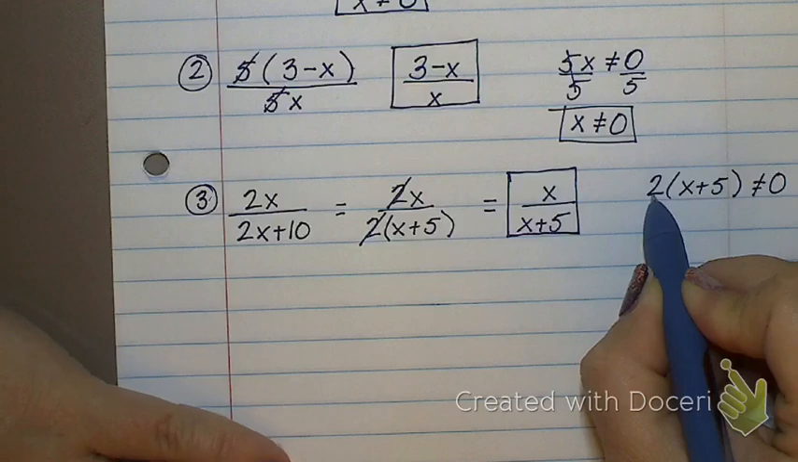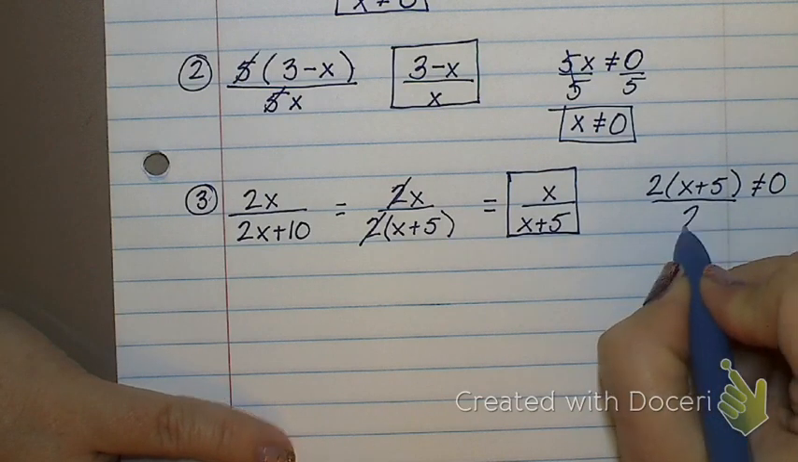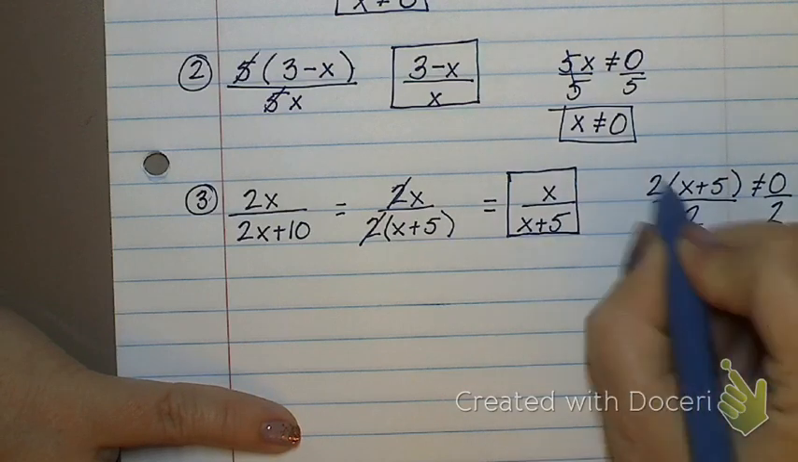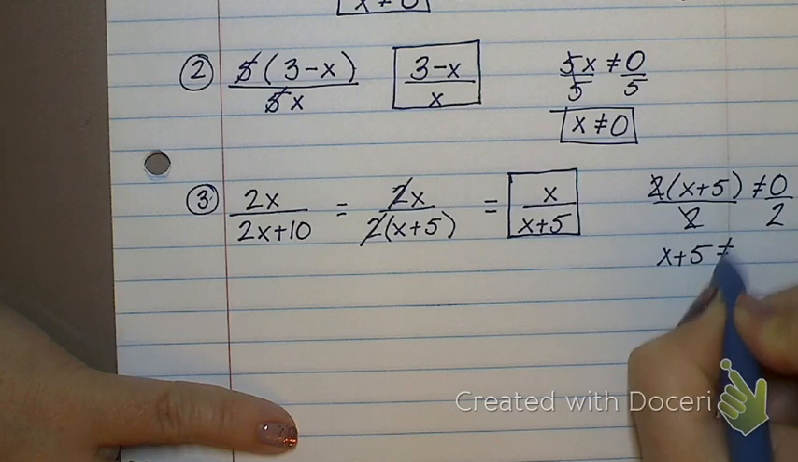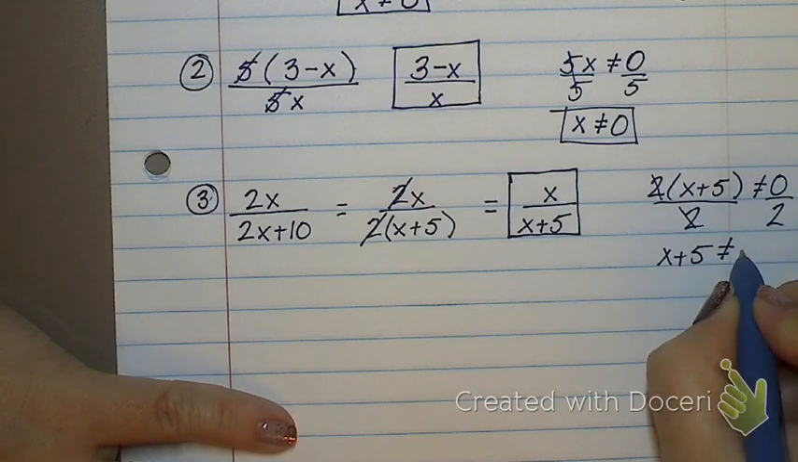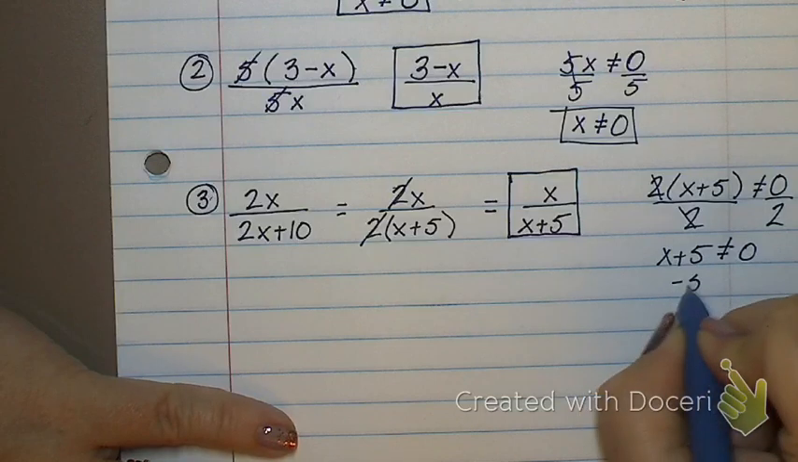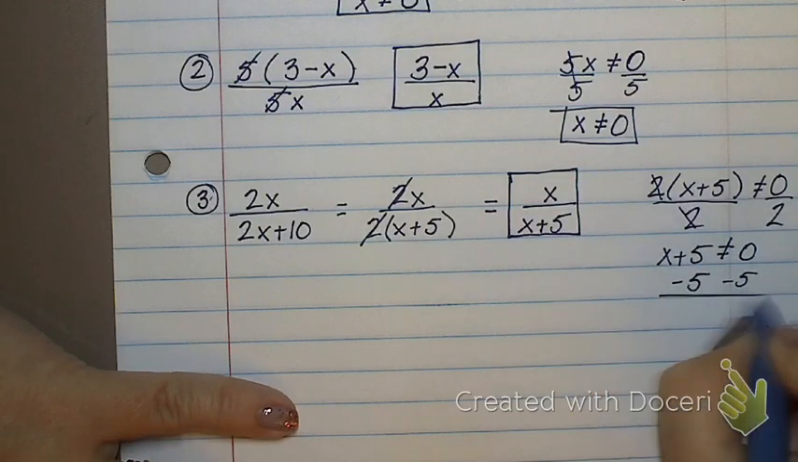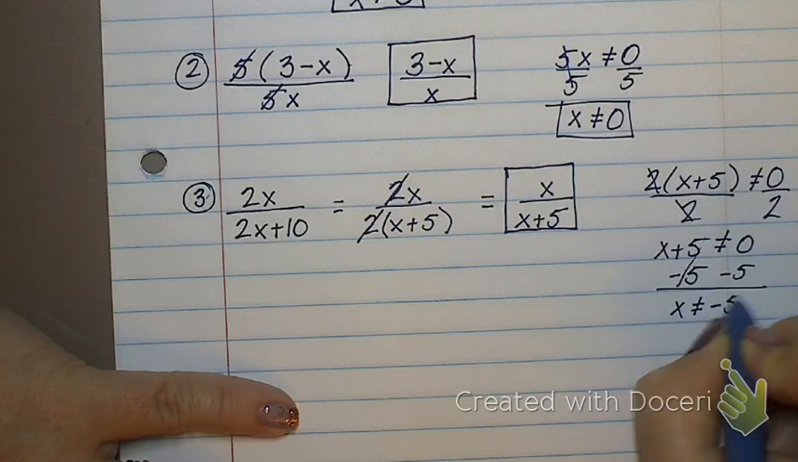If there's no x with it, there's no answer, right? The reason why it cancels out is because if you divide by 0, I have x plus 5 is not equal to, and what's 0 divided by 2? Okay, what do I do next? Subtract 5, and I get x cannot equal negative 5.